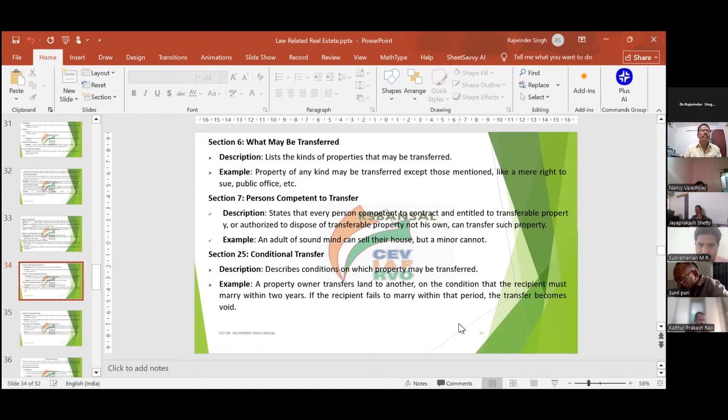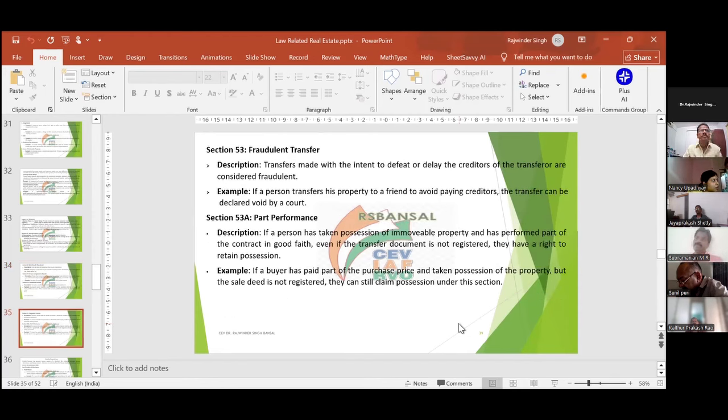So next is conditional transfer. It defines the conditions on which property may be transferred. This is under Section 25. A property owner transfers the land to another on the condition that the recipient must marry within 2 years. If the recipient fails to marry within the period, the transfer becomes void. This is just an example that a transfer may be valid only if a certain thing is done by the person to whom it is transferred.